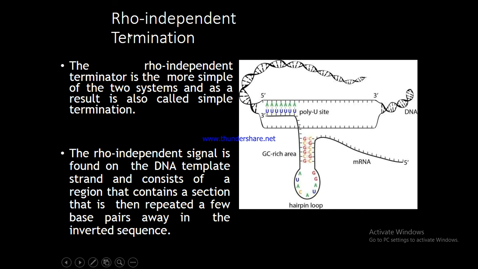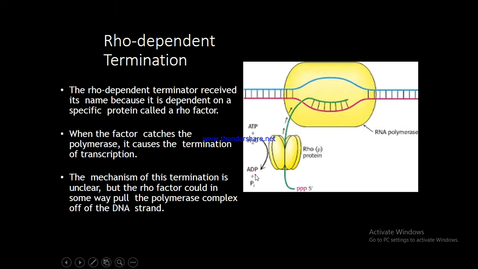This is what we call Rho independent. Why do we call it Rho independent? Because no Rho protein is involved. That's very simple. Okay, so let's see the other one, that is Rho dependent. Rho dependent means there is a Rho protein involved in the termination process.